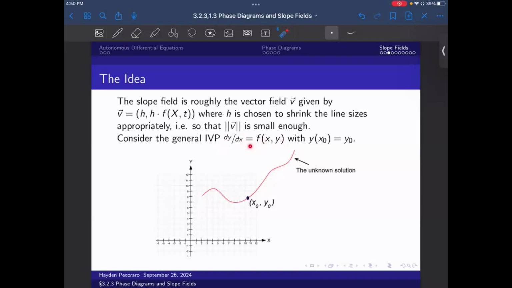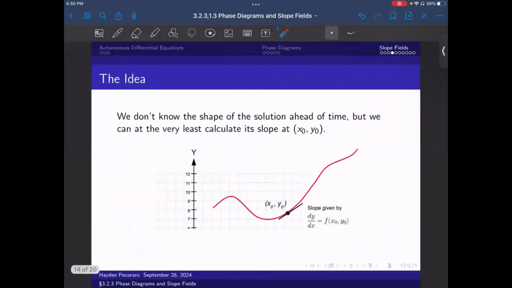So here's the general non-autonomous differential equation, which is basically any first order differential equation where you can at least solve for the derivative. And so here's our initial condition. A solution curve might look like this. We don't know this ahead of time, but we can sample points all over the xy plane and calculate the slope there. Once you know that slope, you can draw these tangent lines right here.